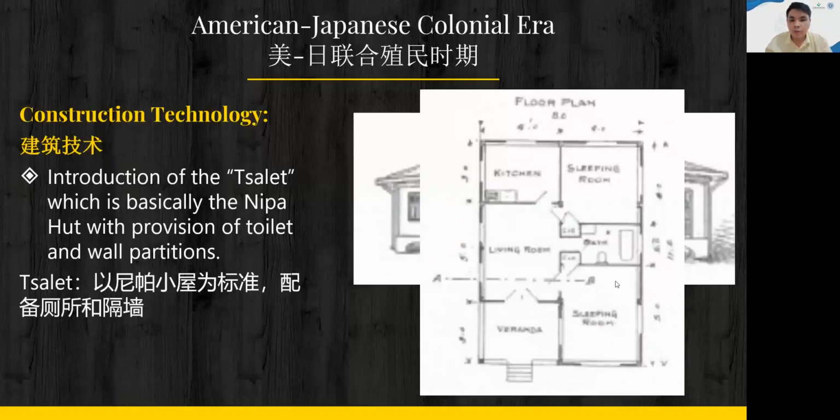With the improvement of the sanitary barrio came the introduction of the chalet. The chalet is basically a nipa hut with provision of toilets and wall partitions. Unlike the bahay kubo, the interior space was defined by wall partitions. The toilet was provided inside the house instead of a public toilet outside the house. So essentially, this is an improvement of the bahay kubo with the provision for a toilet and bath.